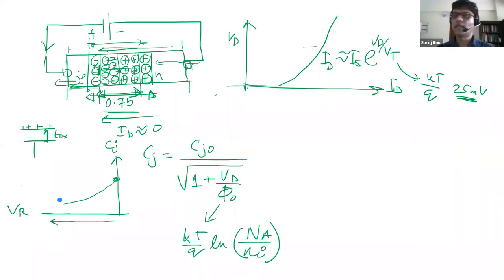Okay, so I'll just tell you how it behaves, and the expression. It's a little bit more involved, where you have to find out the bulk charge, which is q times epsilon Si times NA and so on. Basically, what you're trying to find out is, Q equals CV, right? So for a given delta V, find out what the delta Q is, and that's your equivalent capacitance.